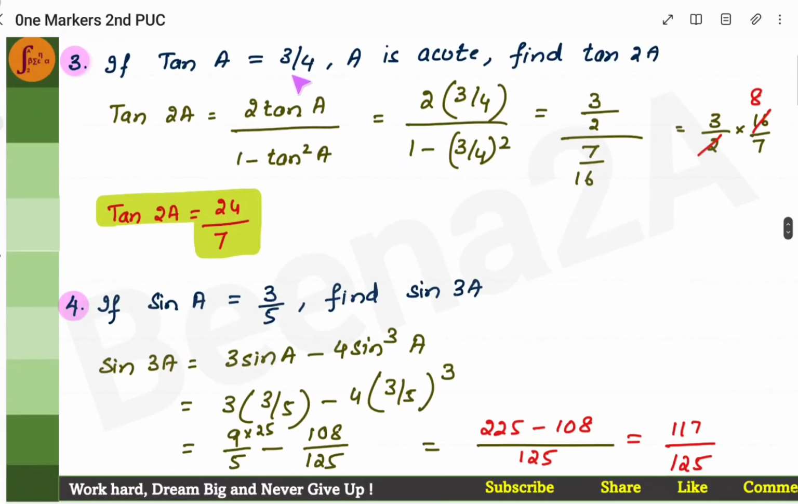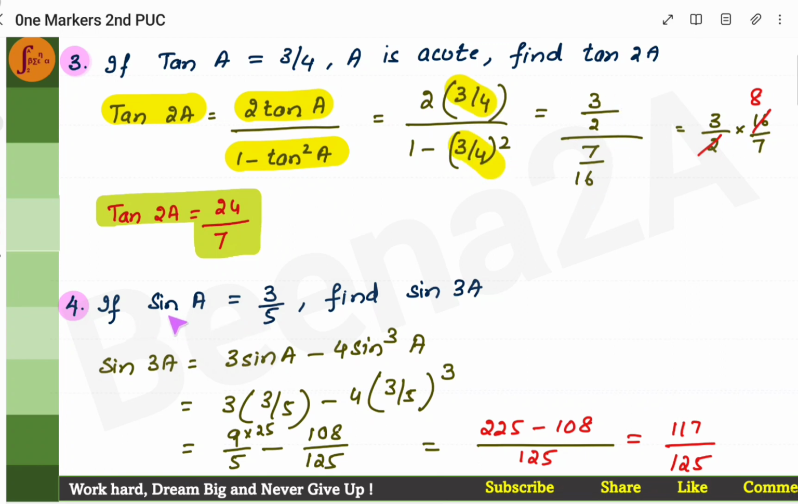Next one. If tan A is 3 by 4, find tan 2A. Now, again, you'll have to remember the tan 2A formula. It is 2 tan A by 1 minus tan square A. See, there is a video on all trigonometric formulas. Just for trigonometric formulas, there is a video. You can refer to that. Tan 2A is 2 tan A by 1 minus tan square A. So, tan A is given as 3 by 4. Substitute it and you will get tan 2A.